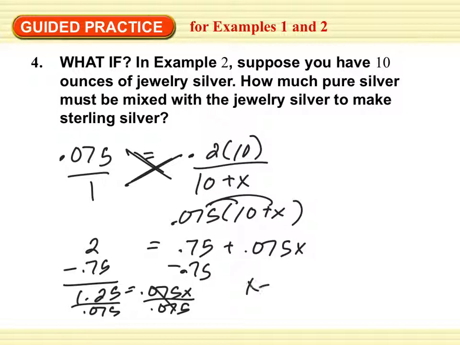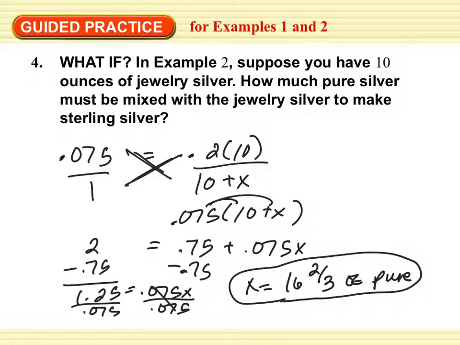I get x is... I don't like that fraction. I don't like that one either. It was 16.66667, which I know is 16 2/3 ounces of pure silver should be mixed in to get sterling silver.